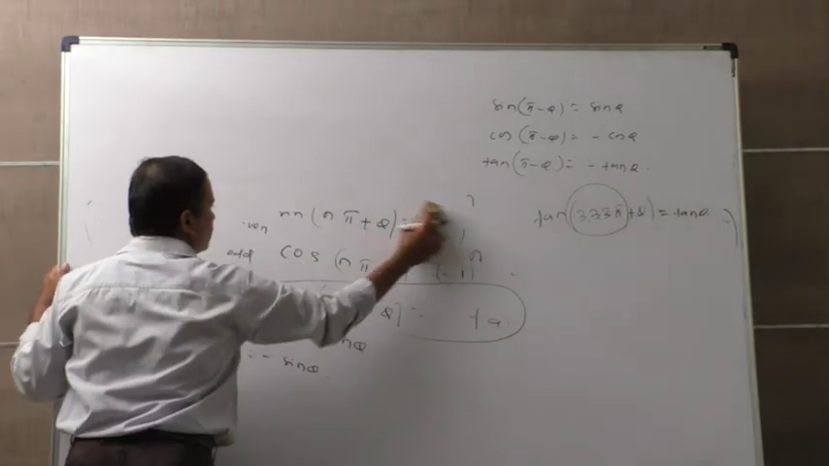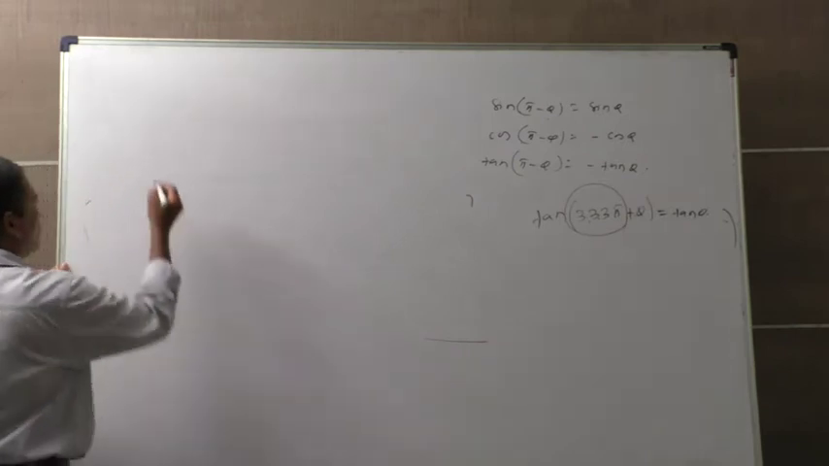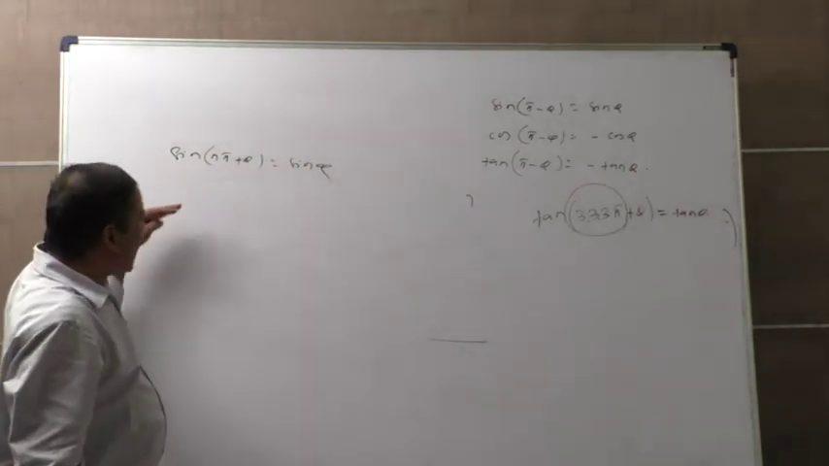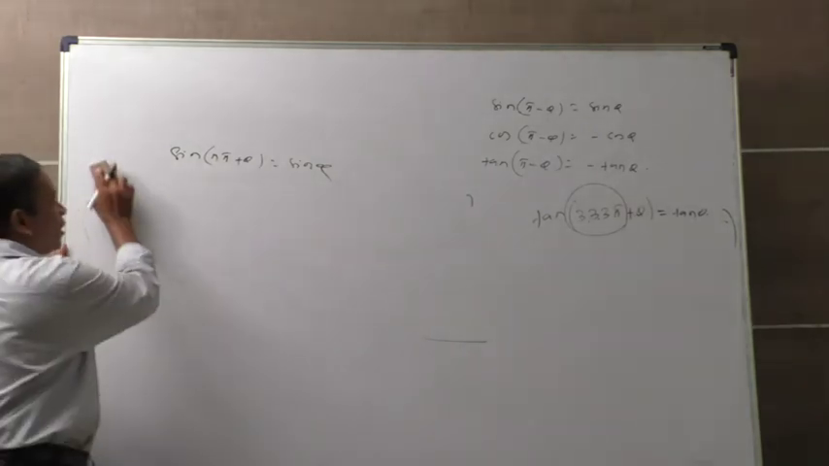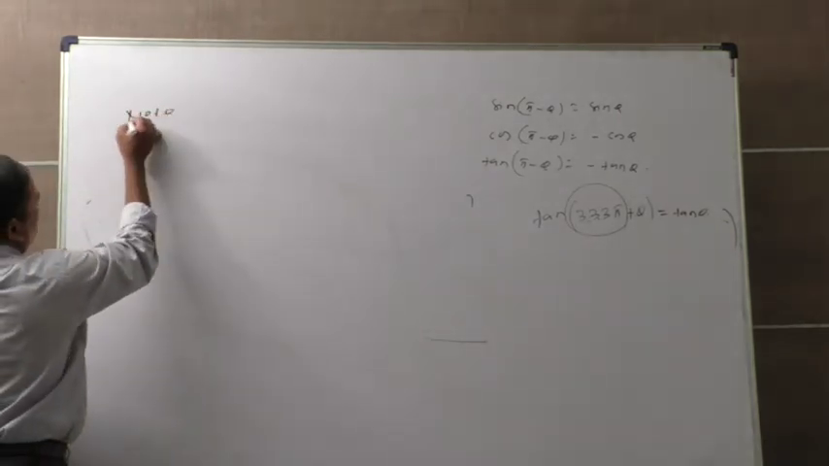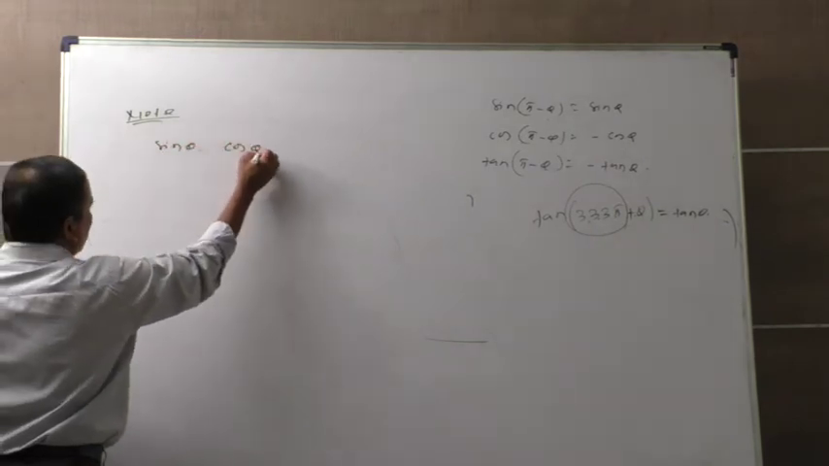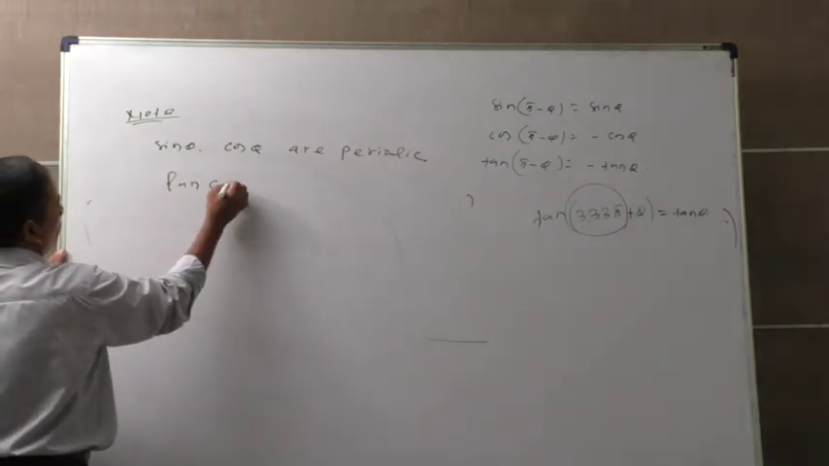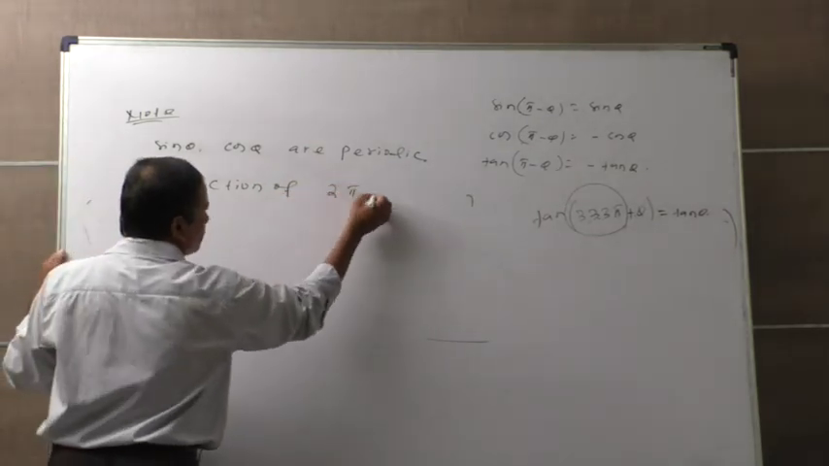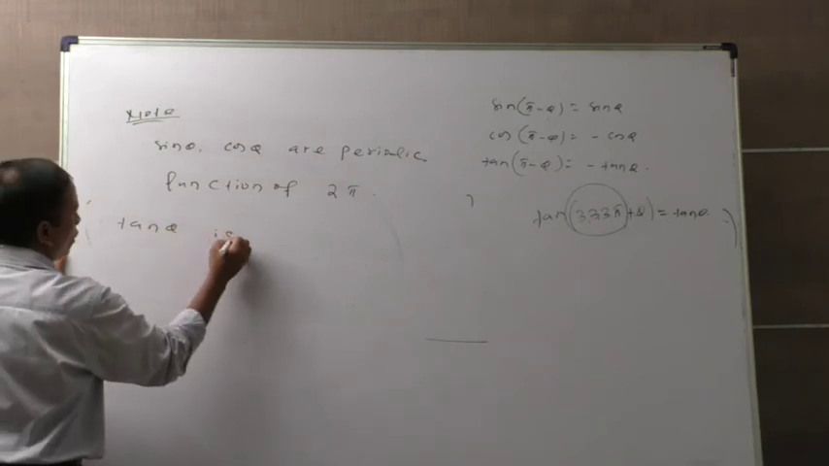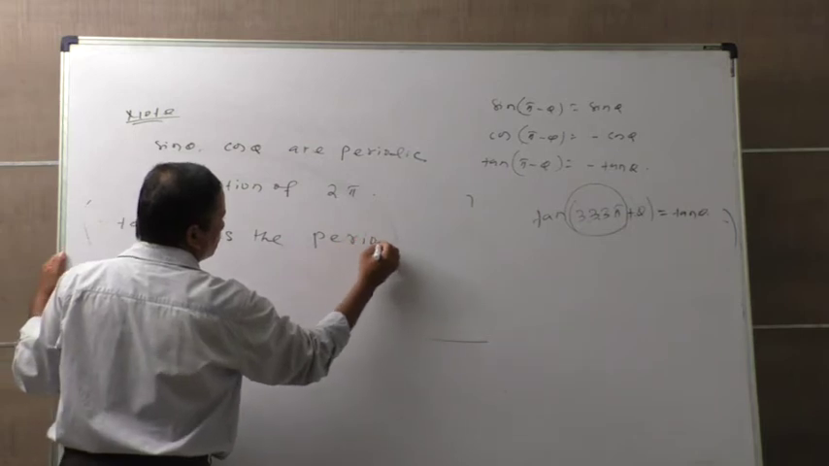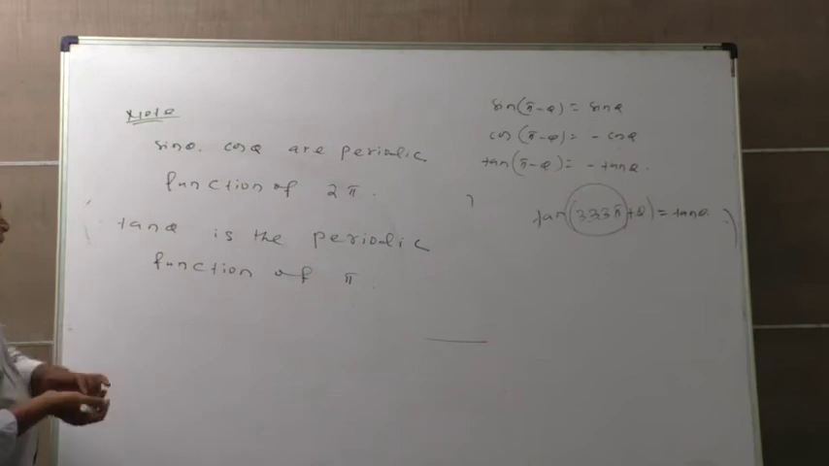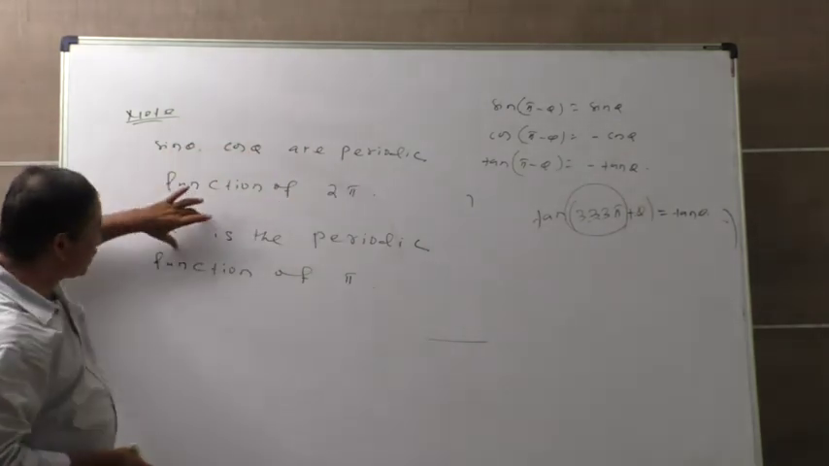The next thing is why sin(n pi plus theta) gives sin theta, cos gives cos theta, and tan gives tan theta. An important note: sin theta and cos theta are periodic functions of 2 pi. Tan theta is a periodic function of pi.